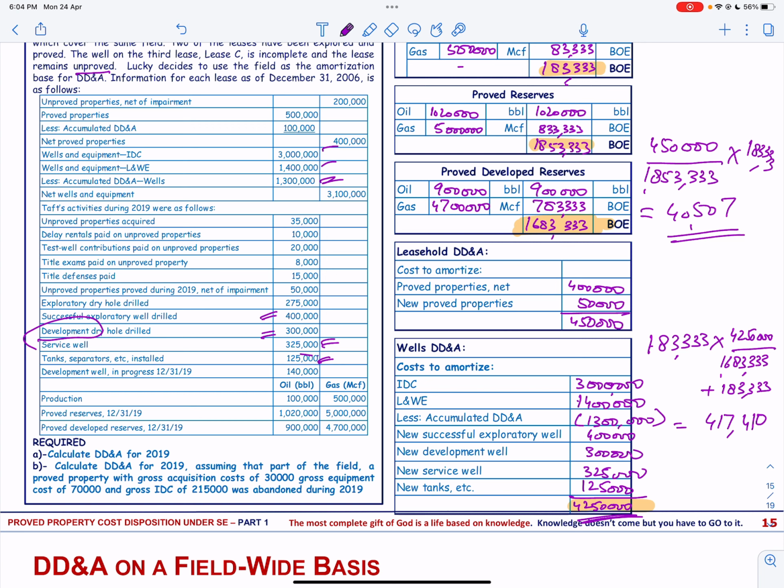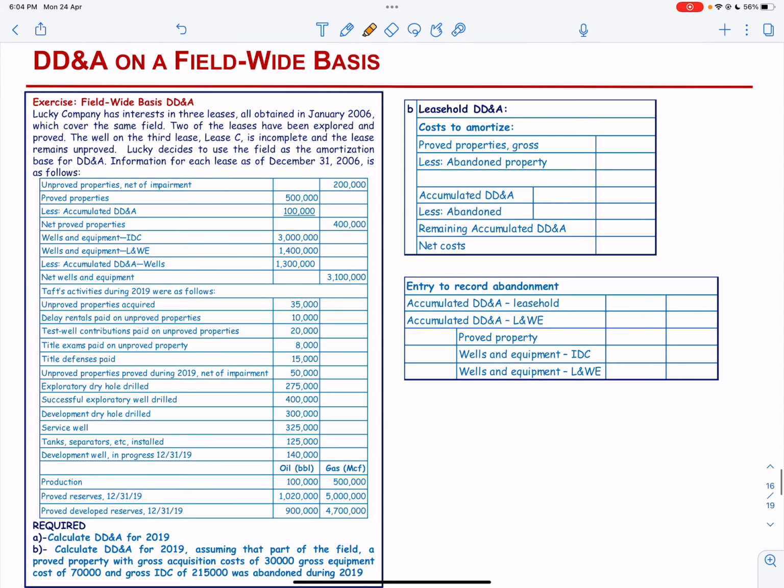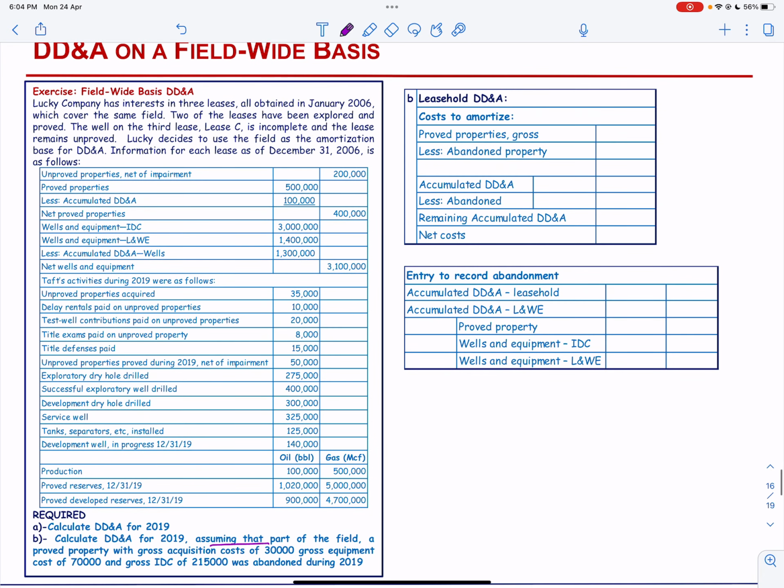Next we go to part B, and we are going to solve this on the next slide. Now calculate DD&A for the year 2019, assuming that part of the field, a proved property with gross acquisition cost of 30,000, gross equipment cost of 70, and gross intangible drilling cost of 215 was abandoned.